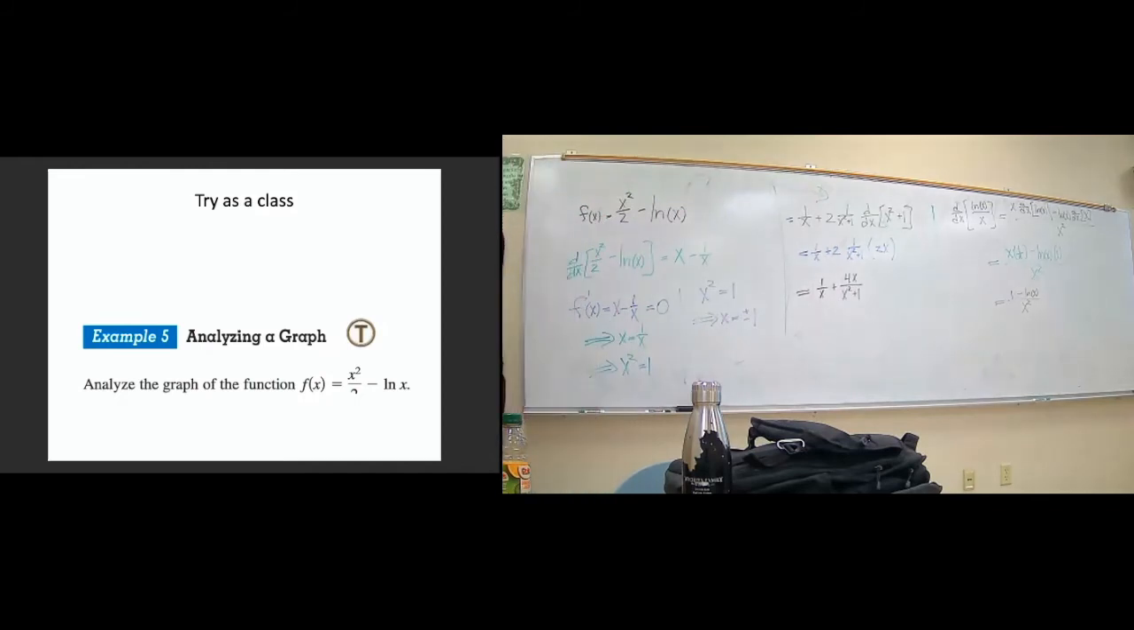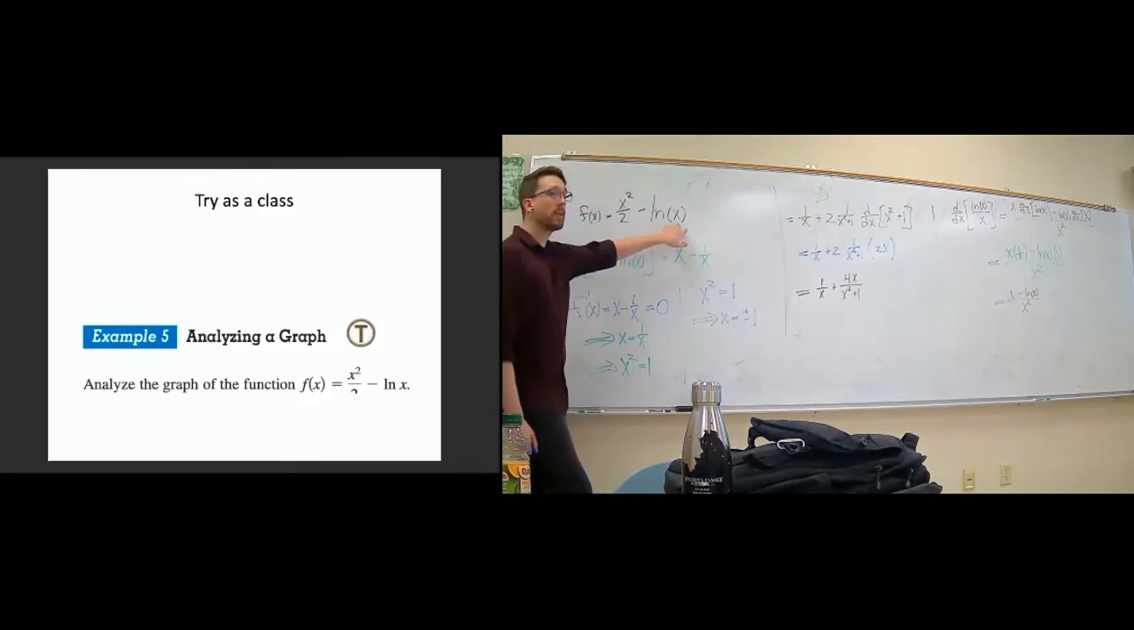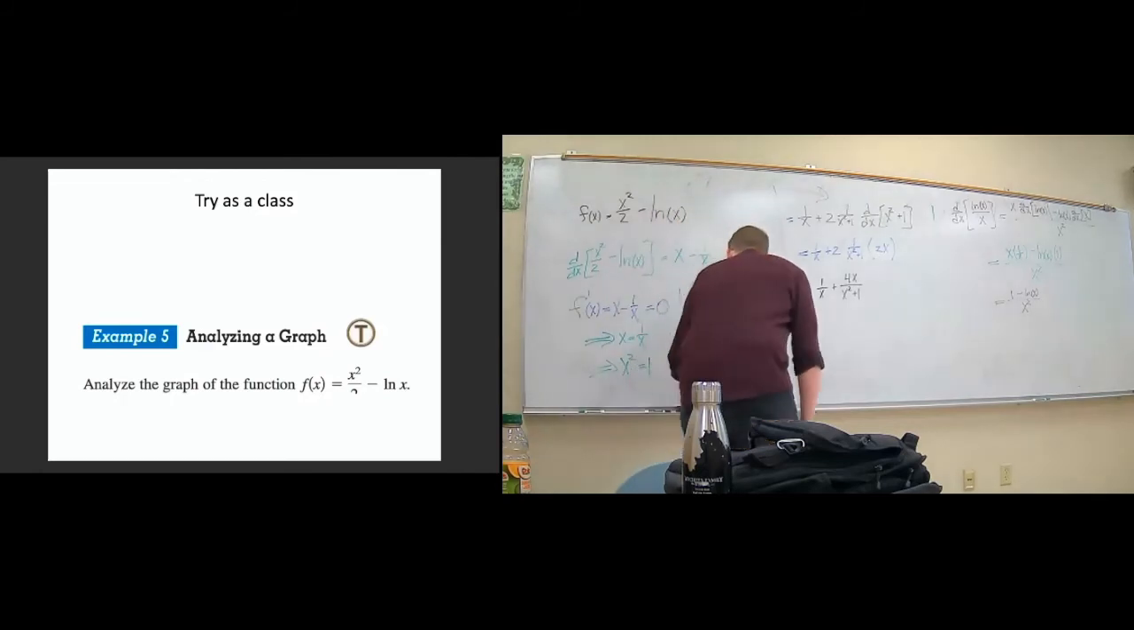Question: are we done? Not quite. Because if we look back at our original equation, x can't be negative 1, since the ln of negative 1 does not exist. So x is equal to 1.